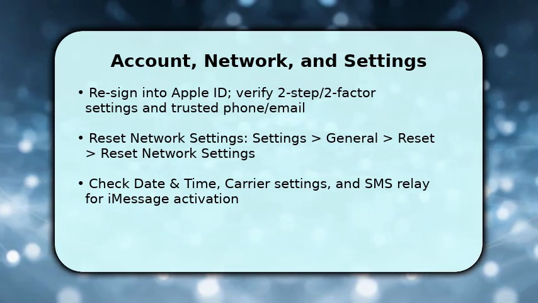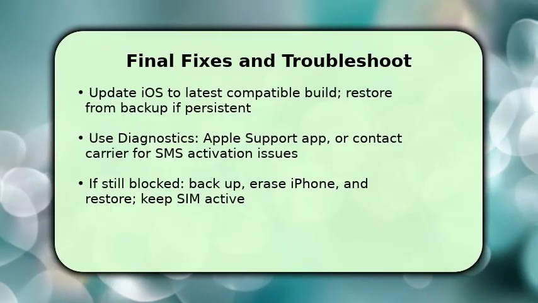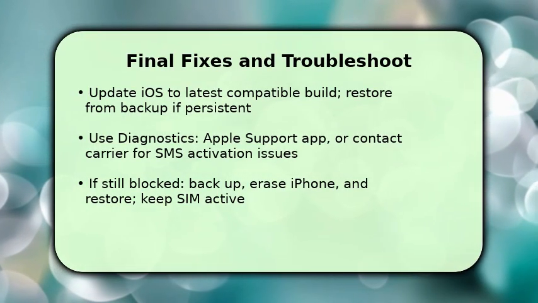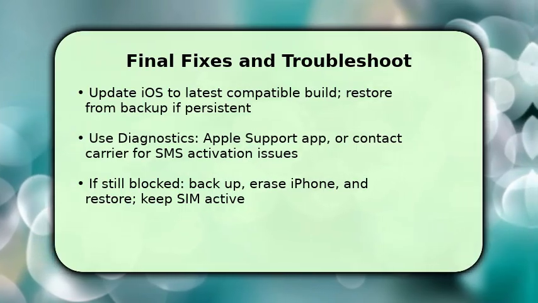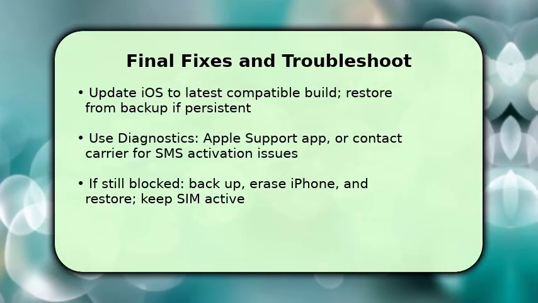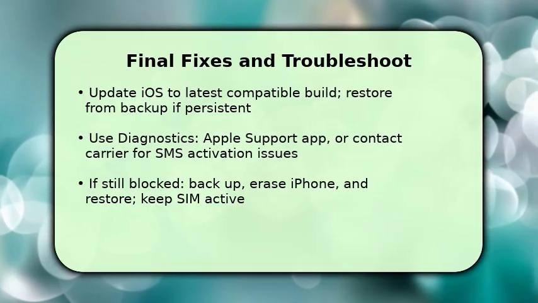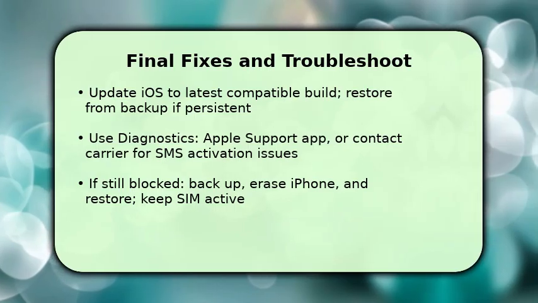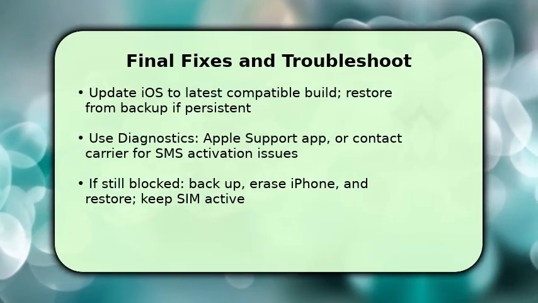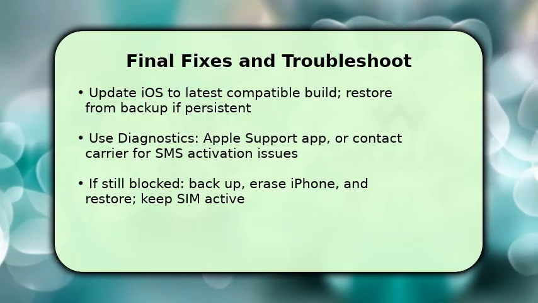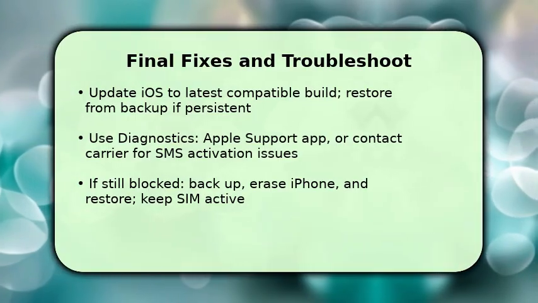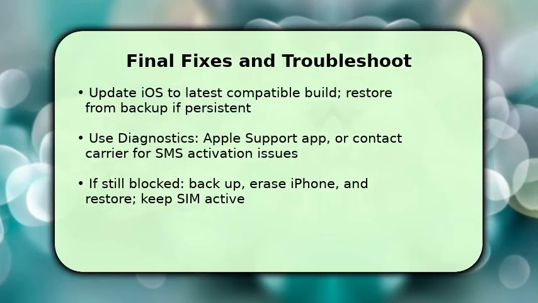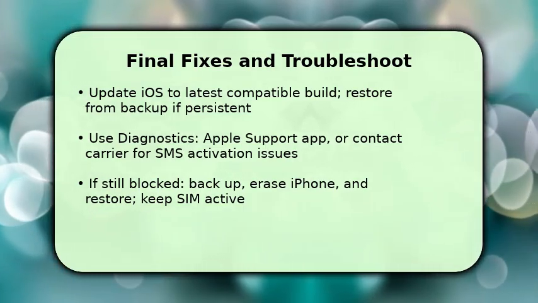Finish by updating iOS to the latest version supported on the iPhone 7 to pick up fixes. If problems persist, use the Apple Support app diagnostics or contact your carrier to confirm SMS activation and unblock shortcodes. As a last resort, back up your phone, erase all content, and restore to force a clean activation environment. Make sure your SIM remains inserted and able to send SMS. If this still fails, one key troubleshooting tip: test with a different SIM or different Wi-Fi network.